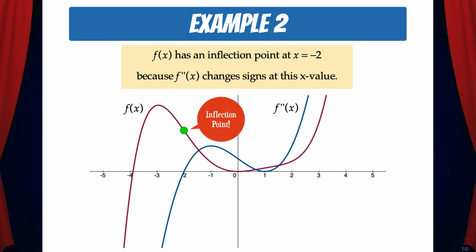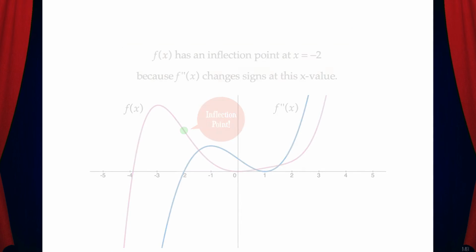At x equals negative 2, we can see that there's an inflection point. This is where f of x changes from concave down to concave up. Let's do one more example.